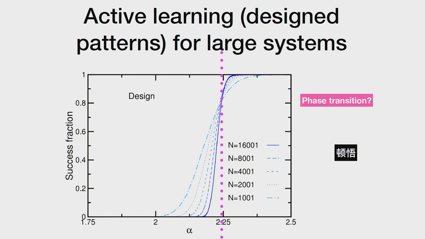And actually, this seems to be a phase transition phenomenon. If the number of questions is less than this value, the exact success fraction approaches zero. But if you ask enough questions, the success rate becomes one. Here, success means exact success. So in Chinese, it's 突变, suddenly you get the message. But you need to ask 2.25 times the number of questions to completely reconstruct the teacher's signal.